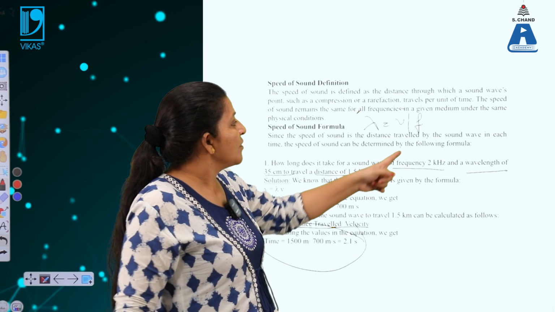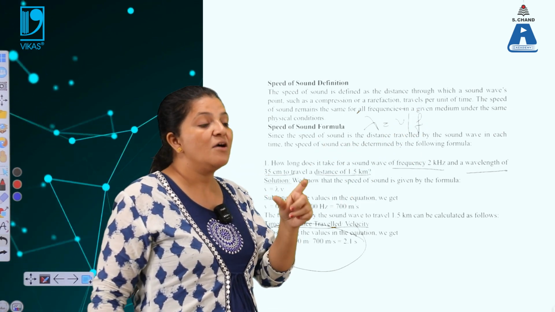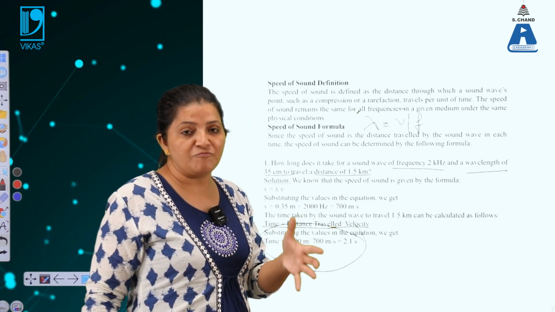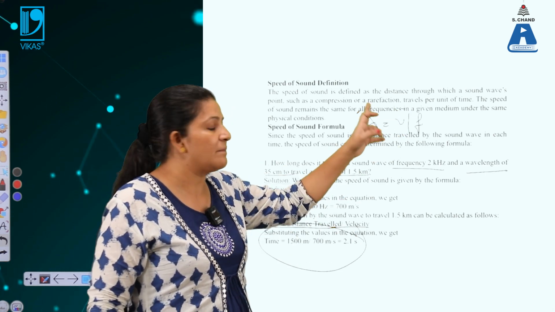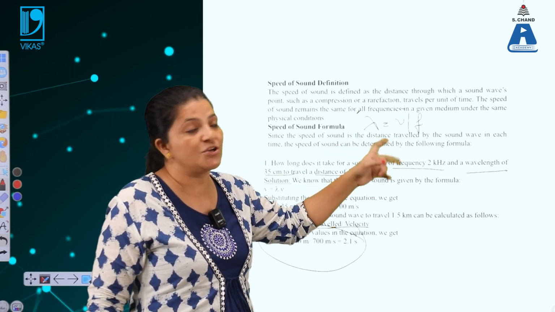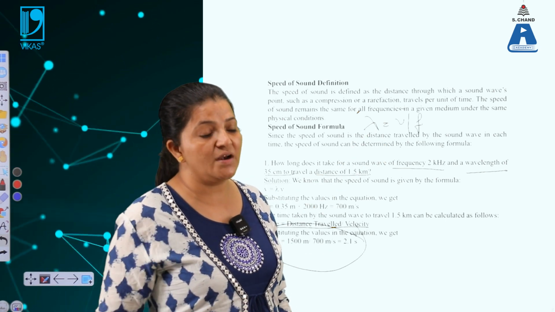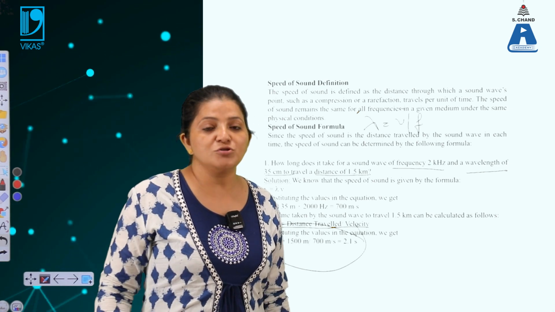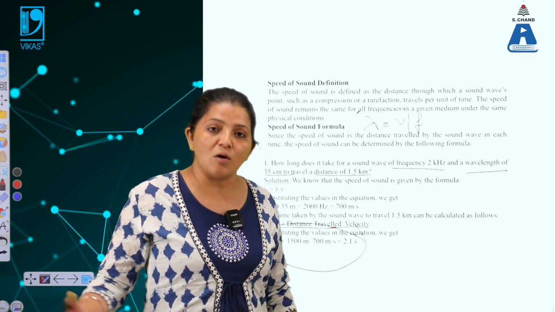That means when we change the frequency in the given medium, the speed is not affected by the frequency. As the frequency changes, lambda changes accordingly, so the speed of sound always remains constant. That is similar to the velocity of light. We know that the velocity of light is always constant throughout the system.